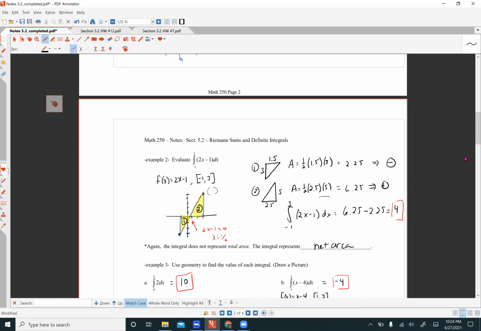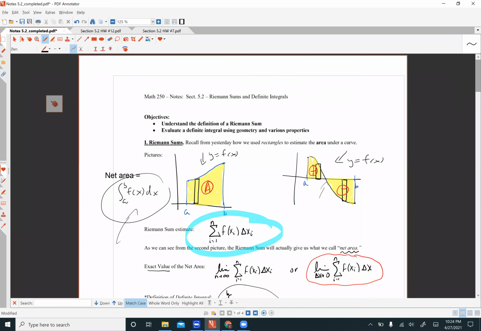So this is a short discussion on the material in section 5.2. We're going to be talking about the area bounded between a curve and the x-axis and how we can calculate that. In this section, we're just going to use geometry to do that. In the next section, 5.3, we're going to be using antiderivatives.